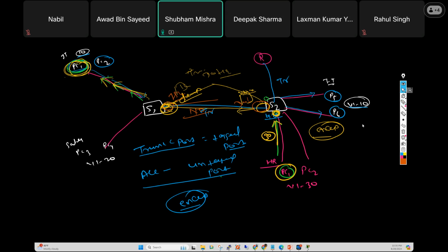Can you repeat it one more time, please? The question was, can I use encapsulation protocol .1Q here and ISL there? The answer is no. On a trunk port or trunk link, you must configure the same encapsulation protocol at both ends. Then your destination switch will be able to understand your encapsulated packet. Are you getting my point? Yes.